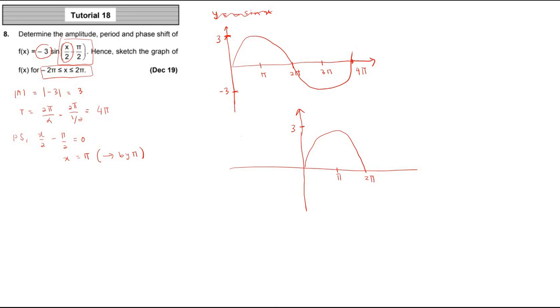So, ini one cycle. Tapi, soalan nak daripada negative 2 pi into 2 pi. Jadi, kita ambil sampai sini sajalah. Ni. Dan sebelah kiri pun kita sambung. So, ni negative 2 pi. Ni negative pi. Amplitude negative 3. Okay, this one is from negative 2 pi until 2 pi.